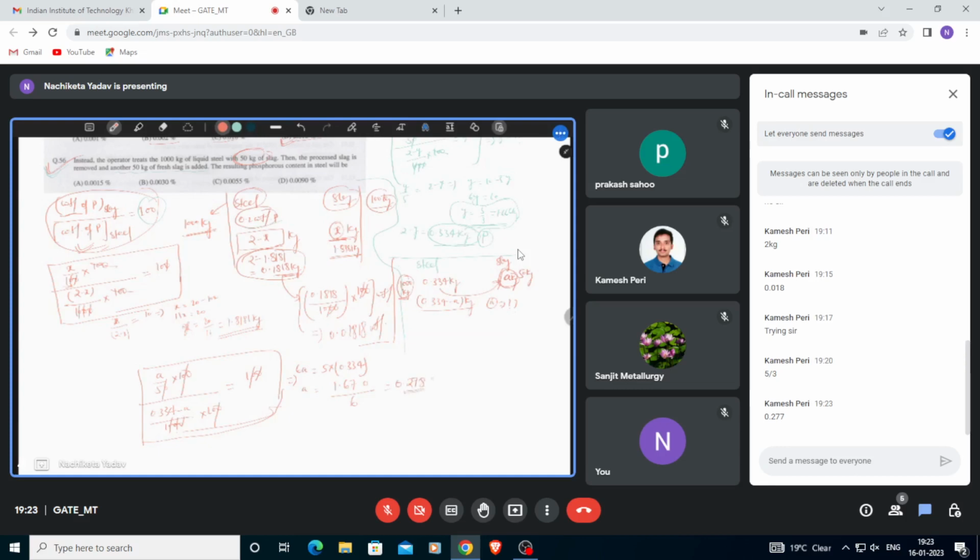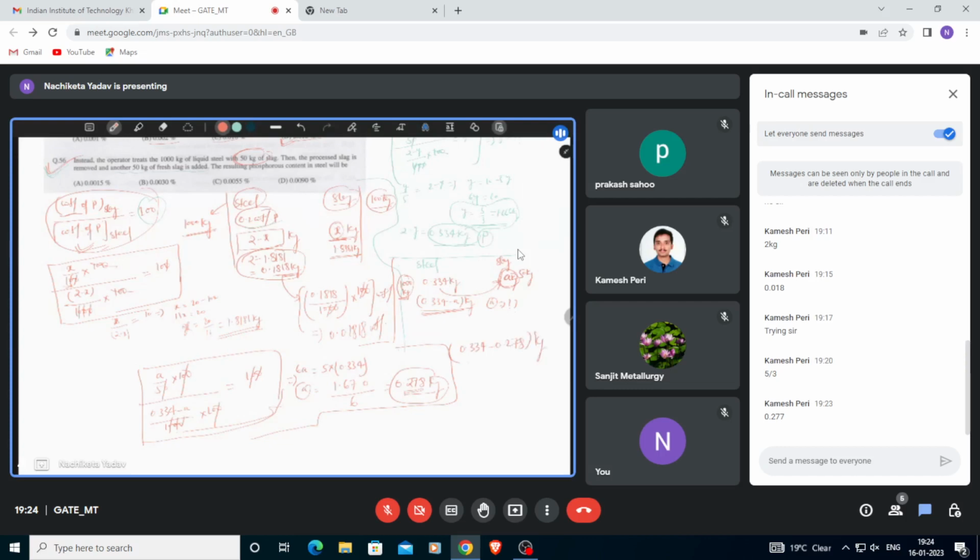0.2778787 kg. So this much kg of phosphorus goes again into the slag after treating the slag a second time. It is asking for the resulting phosphorus content in steel. So what will the phosphorus content be? How will we calculate? This much, right? 0.334 minus 0.278 kg.